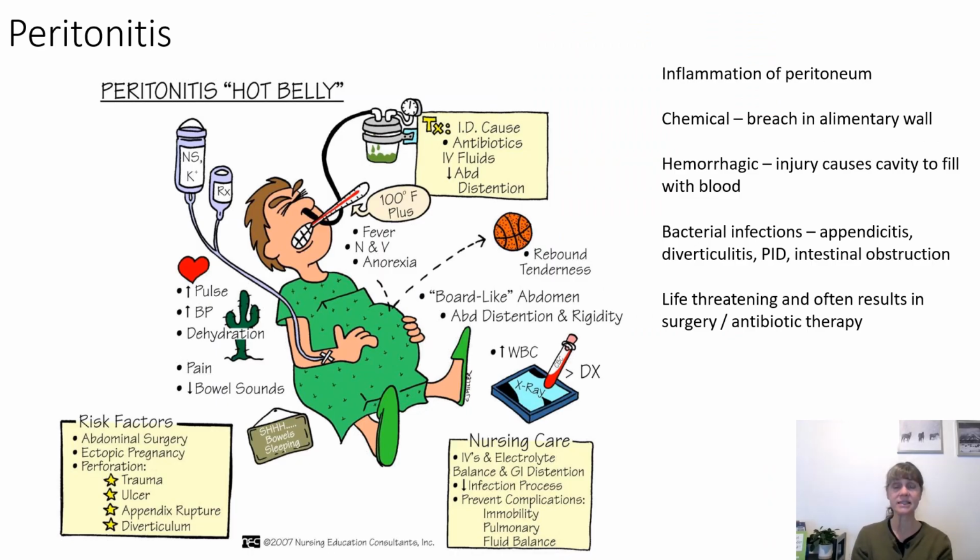Peritonitis is a condition where there's inflammation of the peritoneum. It can be caused by chemicals, hemorrhage, bacteria. It can be something that turns into a life-threatening problem, because if an individual has peritonitis, that could lead to septicemia. If an individual does have peritonitis, oftentimes that person will need to have surgery or some very heavy-duty antibiotic therapy.